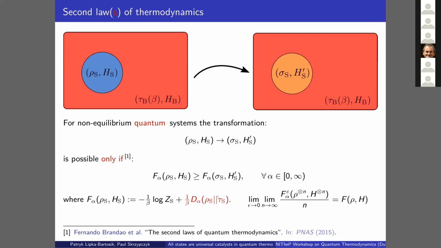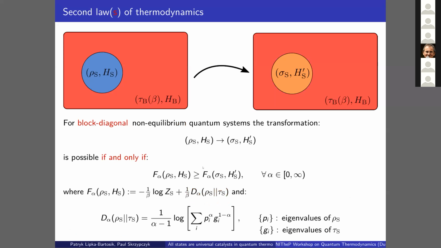Okay, so unfortunately for general quantum states, these free energies provide only necessary conditions for state transformations. However, when states are block diagonal in the energy eigenbasis, they do provide necessary and sufficient conditions for those transformations. And in that case, we can also slightly simplify this difficult quantity, the alpha, and it can be written just using the eigenvalues of the state of the system and its respective thermal state.